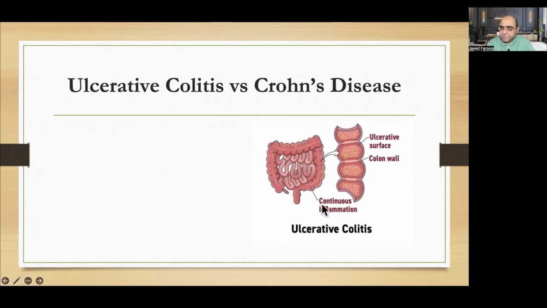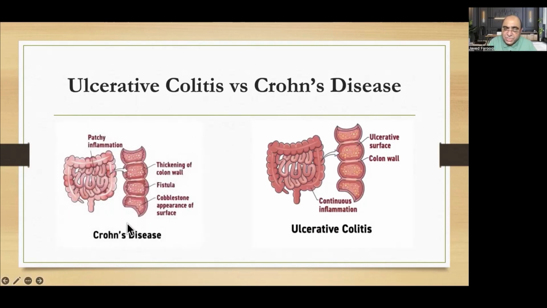This is a diagram showing the changes in ulcerative colitis. As I said before, there's continuous inflammation to a different extent, and in the colon wall there are ulcers. It's an ulcerative surface, and that's the reason it is called ulcerative colitis. Colitis means inflammation of the colon, and ulcerative, the mucosa is ulcerated. It is characterized by the ulceration.